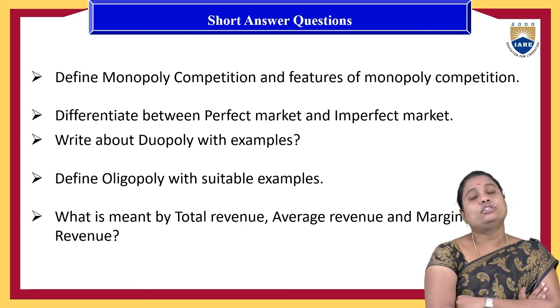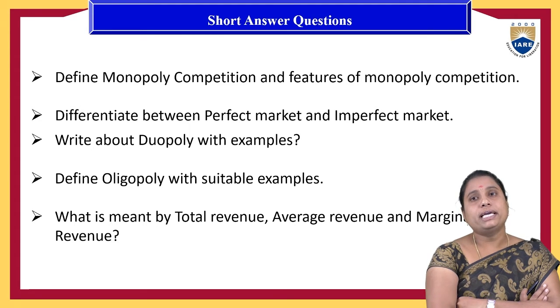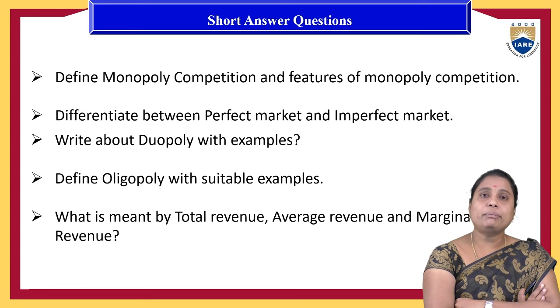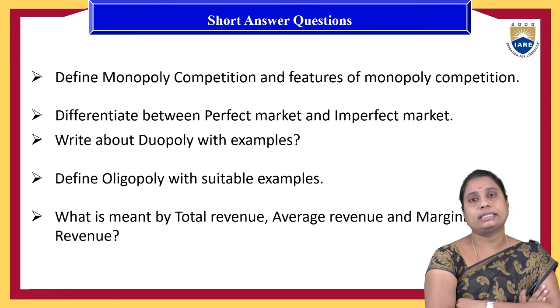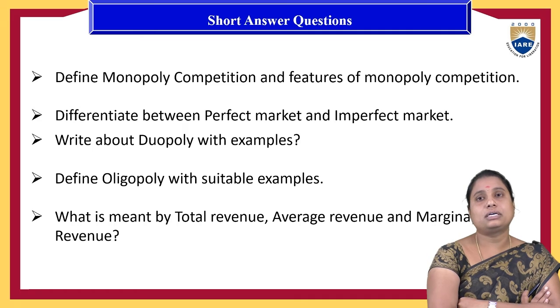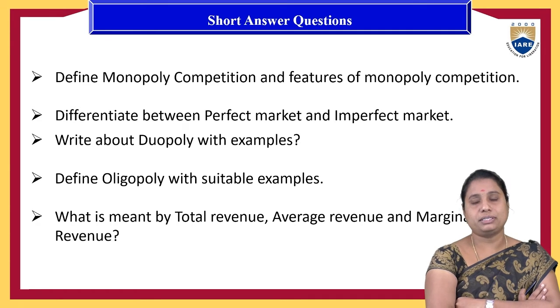Next one is define oligopoly with suitable examples, which means a few sellers and a larger number of buyers. Here there is a chance of negotiation and association of the sellers will be formed, with its characteristics, etc. And some examples we can explain here.